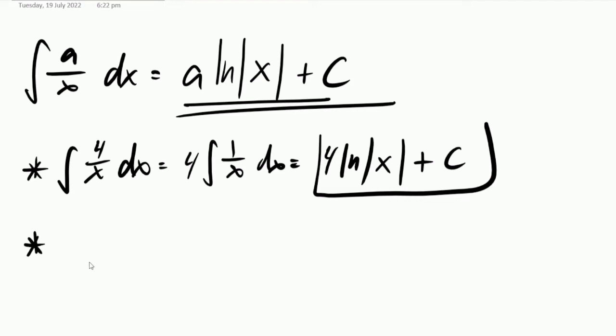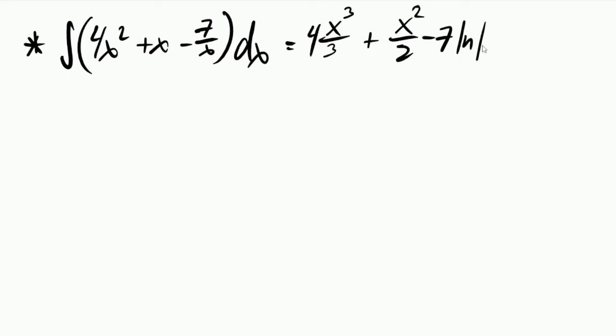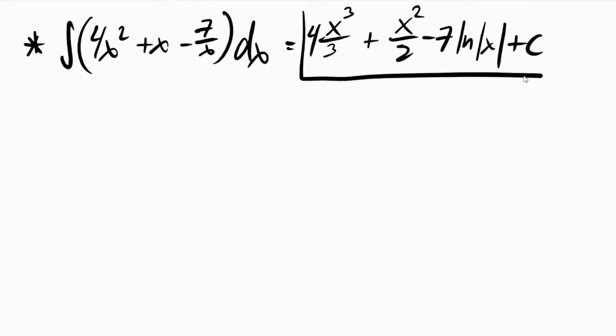Next example, we have the integral of 4x squared plus x minus 7 over x dx. So what we're going to do here is we integrate each term individually. So we bring out 4, and then the integral of x squared is x raised to 3 over 3 plus the integral of x is x squared over 2, and then next we have here, it's similar to the problem before, negative, we bring out 7, and then ln x plus c, and that's it. That is the final answer.